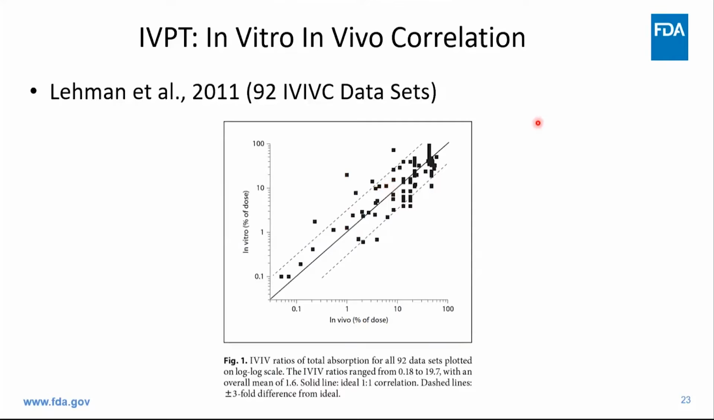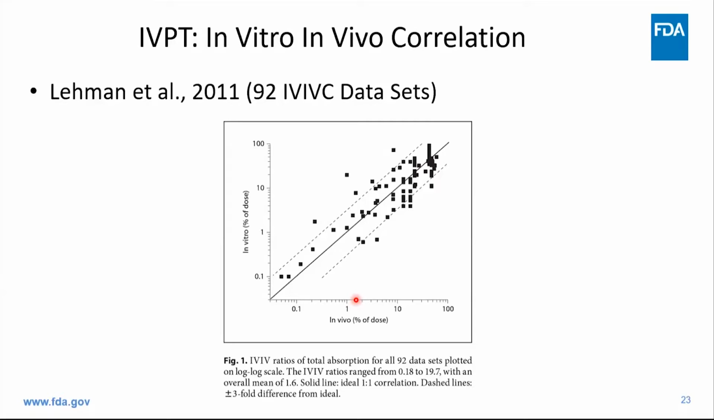And this is the data to which Dr. Maibach was referring previously in his keynote address, where one of the challenges for many years was that there were conflicting reports in the literature about the usefulness of IVPT. Some researchers reported excellent in vitro and in vivo correlations, some did not. And this work was very helpful as a retrospective analysis to deconvolute this discrepancy in the literature. It compared 92 IVIV, that's in vitro and in vivo, data sets.